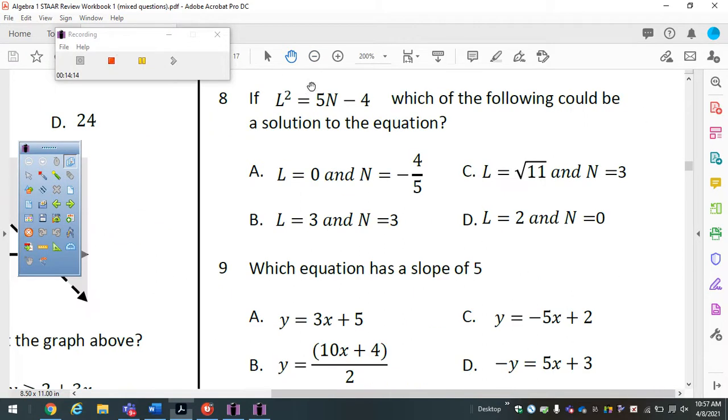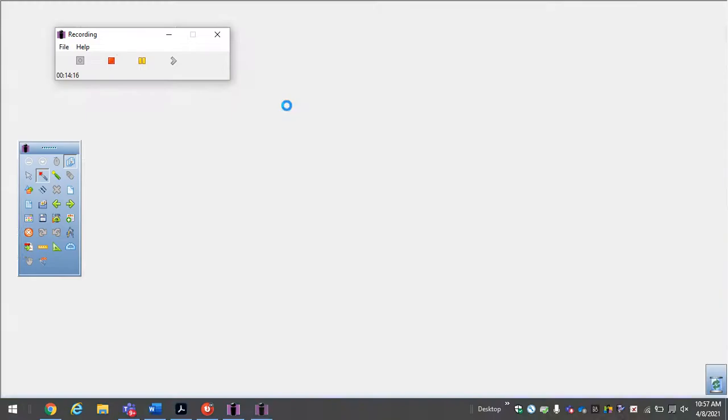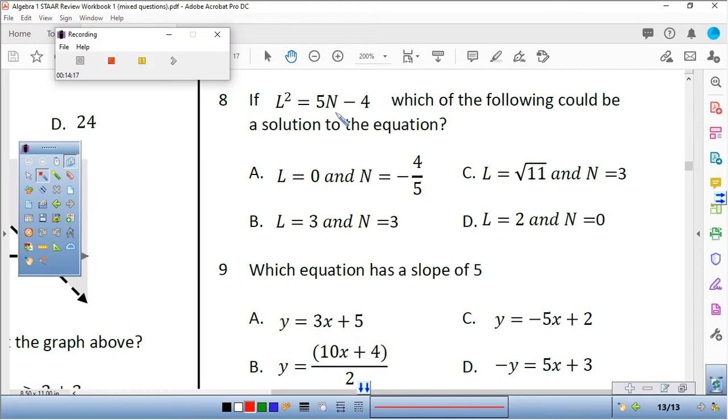Let's see this one. If L squared is equal to 5n minus 4, which of the following could be a solution to the equation? I don't even know what this is saying. Good Lord. So this one's just asking you, do you know what this says? I really don't know. A solution, x-intercept, for real.